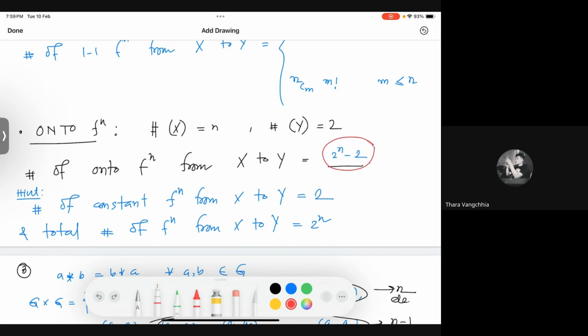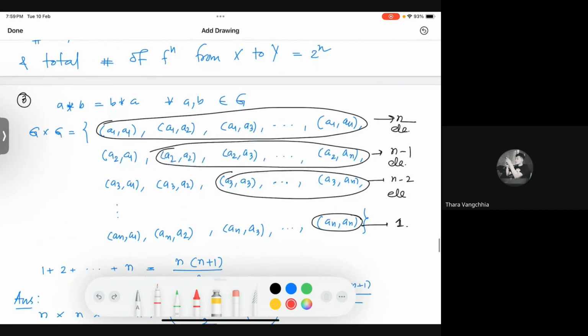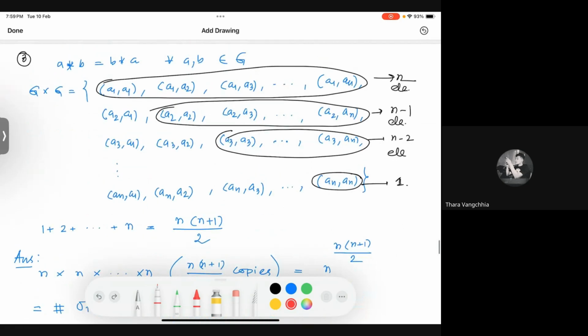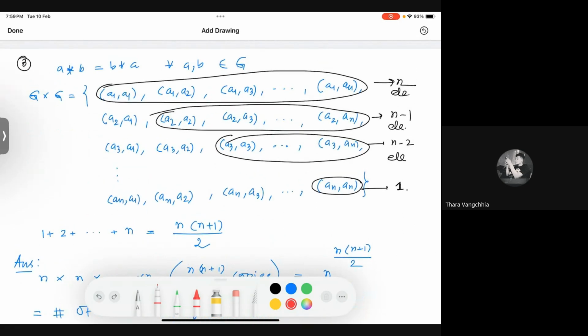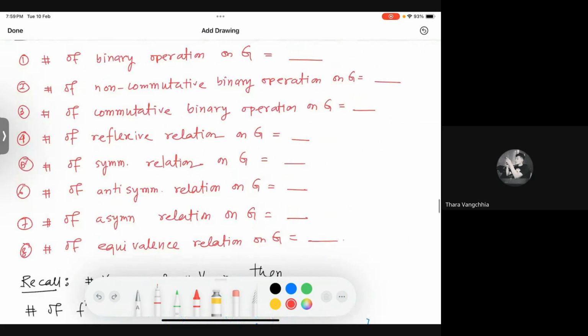So it means 2 to the power n minus 2. Okay. Done. Now question number 3: number of commutative binary operations.